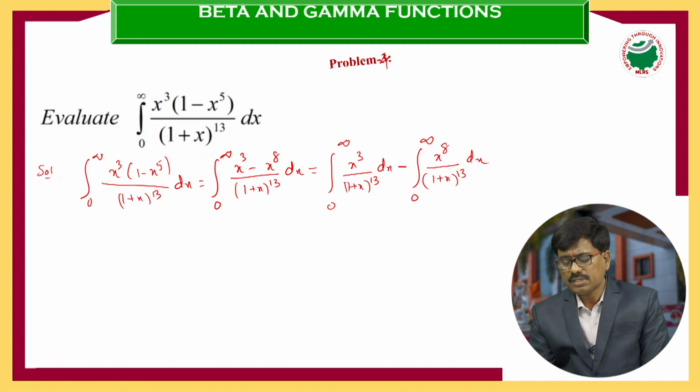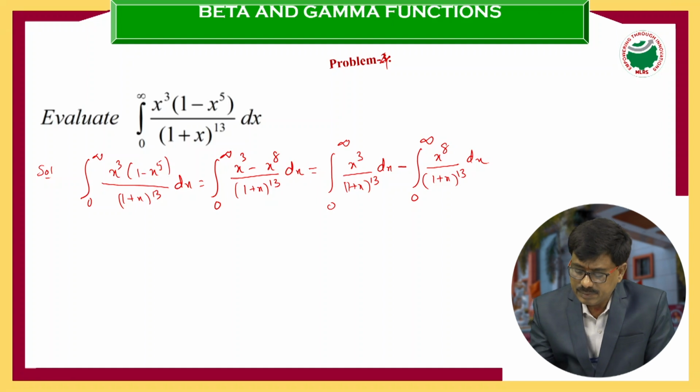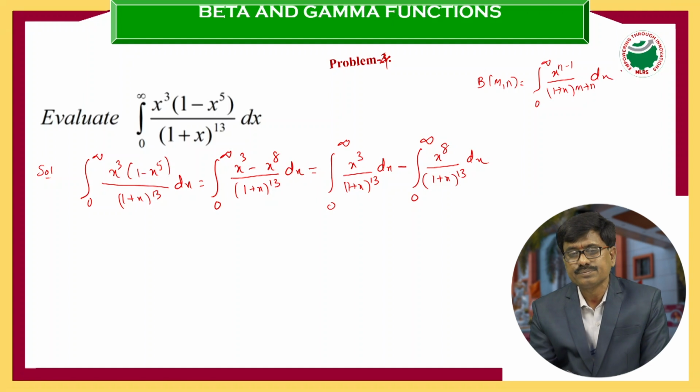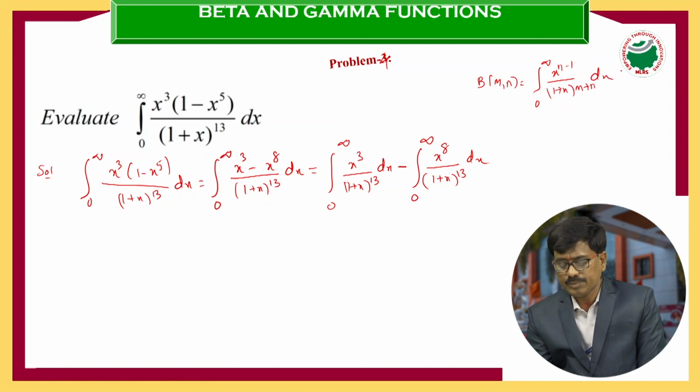Now look at the beta function in the form of integral. Let me talk about the beta function in the form of integral. Beta of m comma n is nothing but what? Integral 0 to infinity x power n minus 1 by 1 plus x whole power m plus n into dx. This is the beta function.